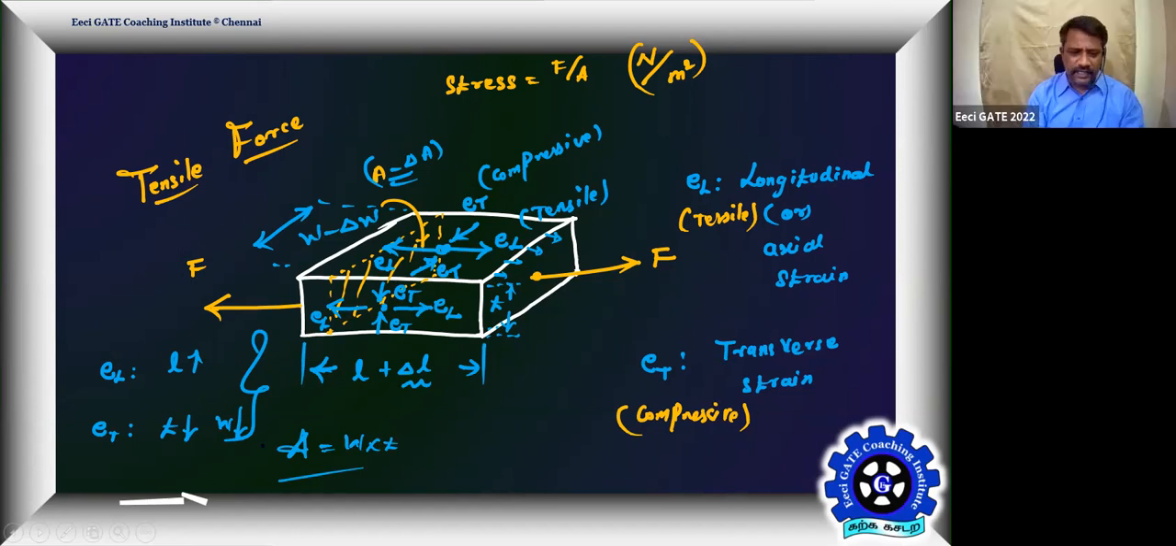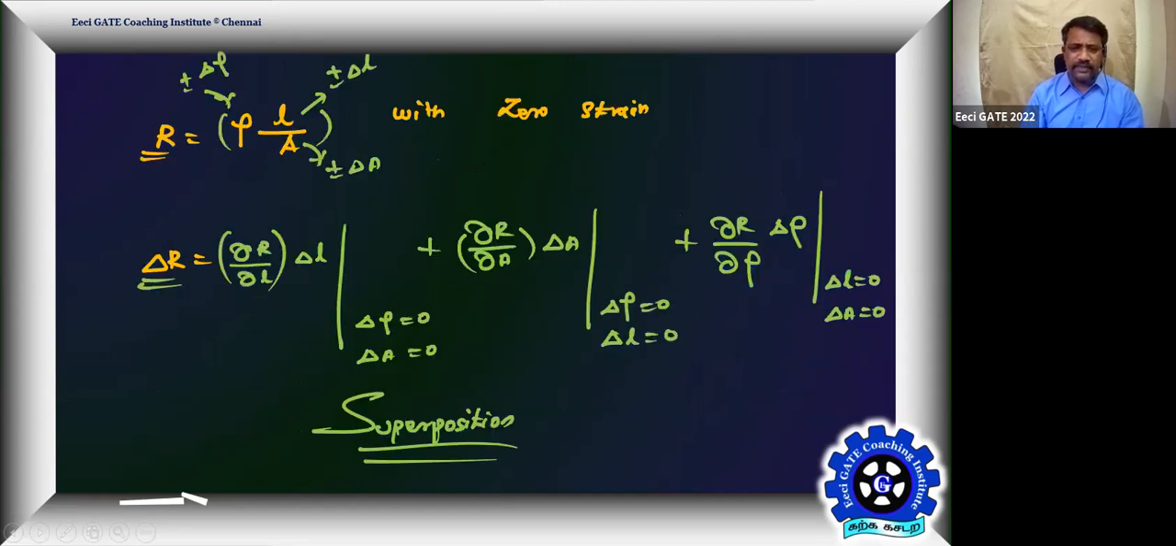So this understanding is very important. EL is increasing the length, so the new length will become L plus delta L. The new thickness will become T minus delta T, and the new width will become W minus delta W. Like that we can write. In this case EL is tensile, therefore L new becomes L plus delta L.